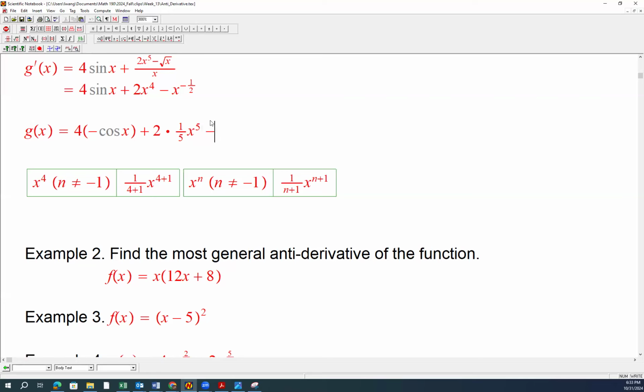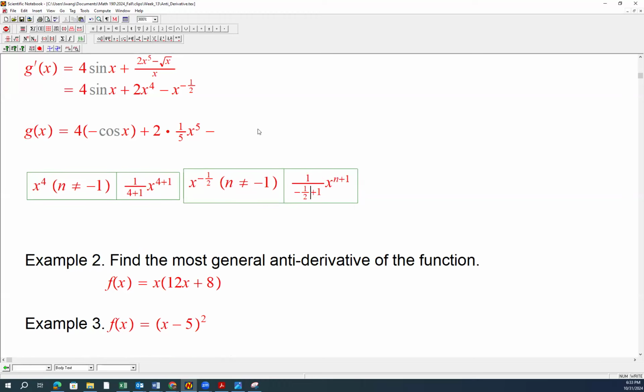As we're working on this, we are finding antiderivatives. So minus x raised to the power negative half. This time the power is negative half, so all the n will be replaced by negative half. And negative half plus 1 is a positive half.